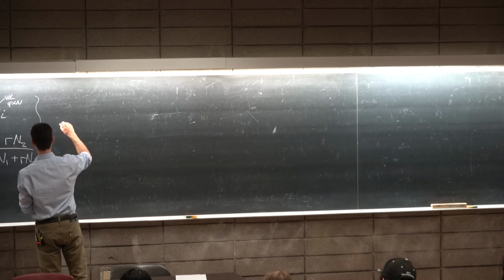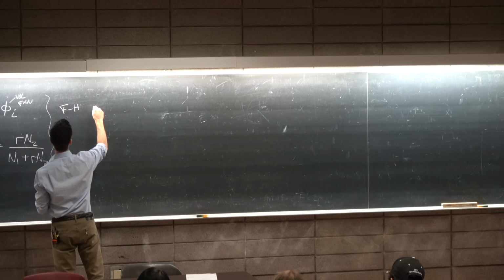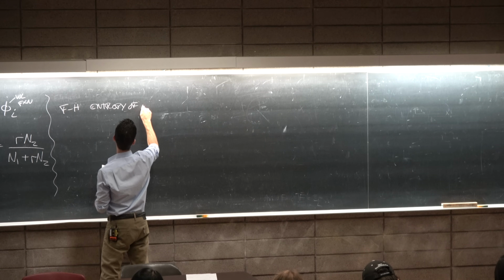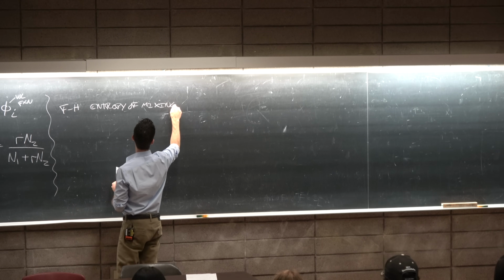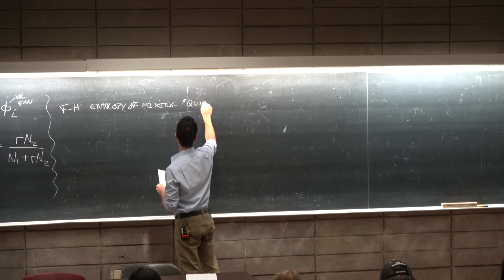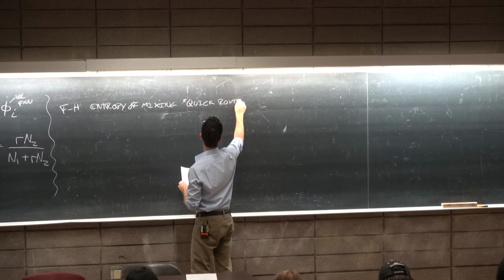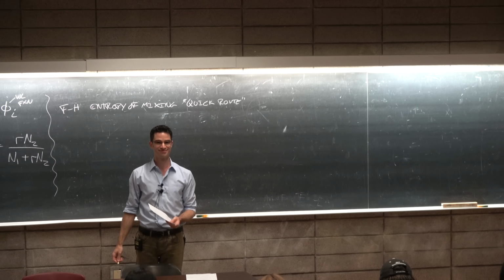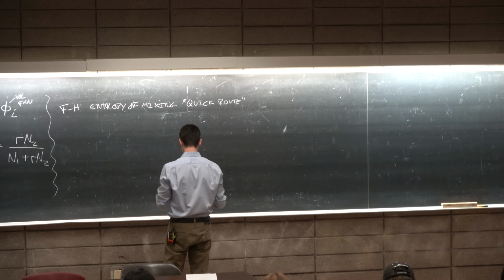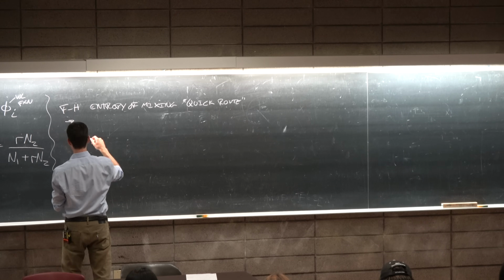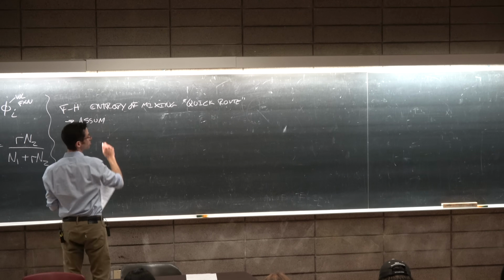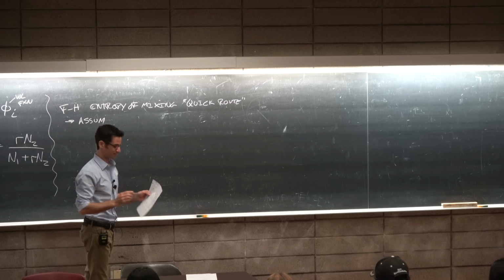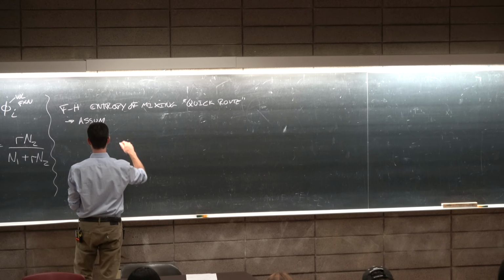This is the Flory Huggins entropy of mixing, and this is the quick route in your textbook. The quick route in your textbook is followed by the long route. We're not going to do that. We're going to assume they both give you the same answer, and you're not responsible for either derivation. So we'll get to the answer.